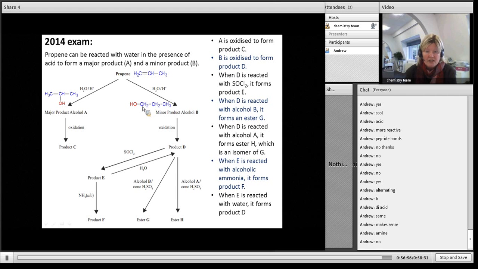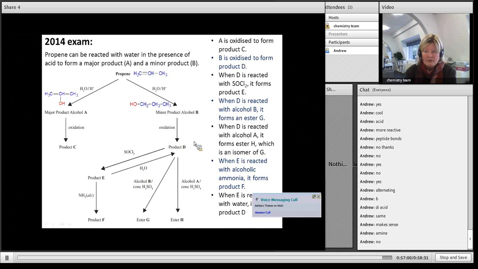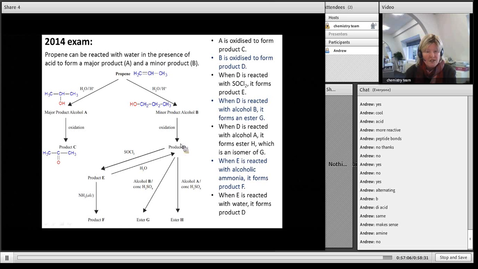Now we're just adding this further, so it's going to get oxidized to the carboxylic acid. The carboxylic acid now gets changed to the acyl chloride to form the amide, and here what we've done is we've formed the ester. So from the carboxylic acid, you've got to add alcohol B.